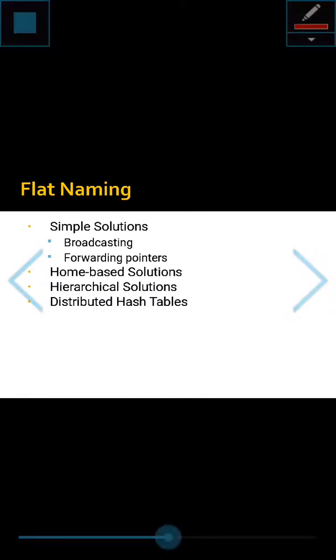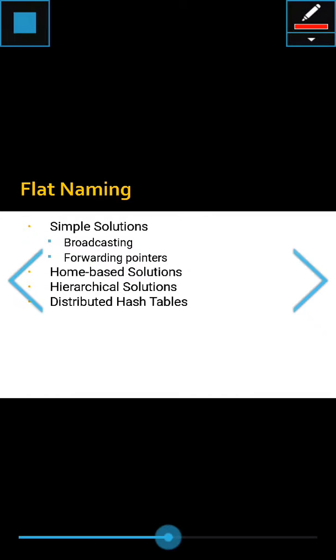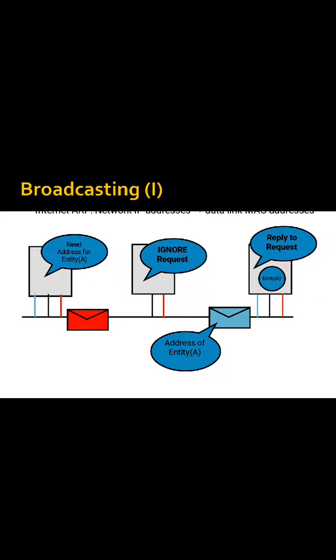In flat naming, there are the following solutions. The first is the simple solution, which consists of broadcasting or forwarding pointers. The second solution is the home-based solution. The next is hierarchical, and finally distributed hash tables. Let's see the first one, in simple solutions, the broadcasting.